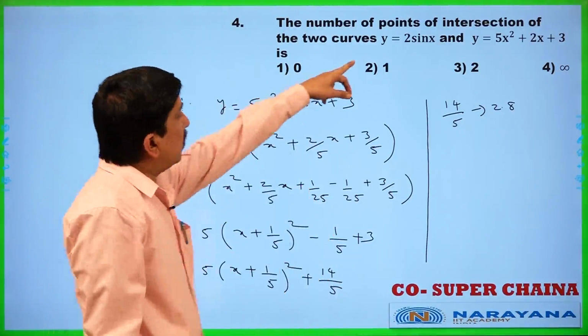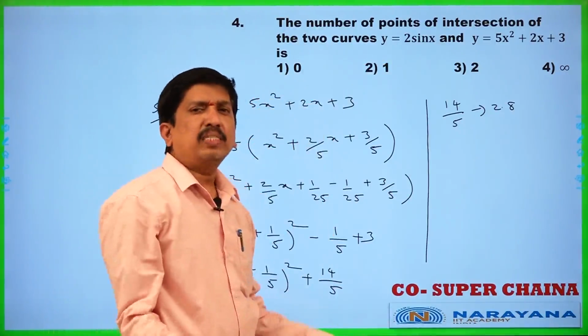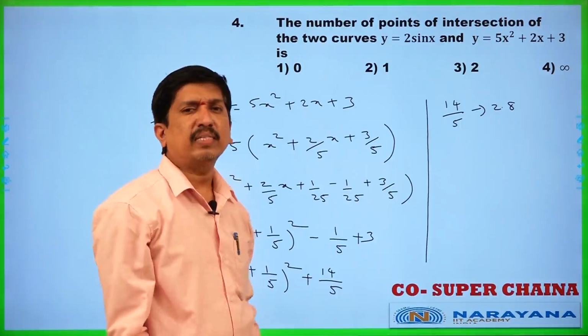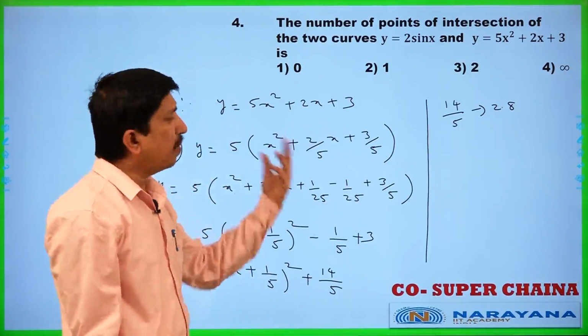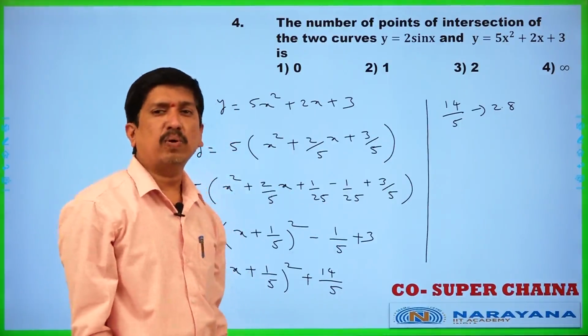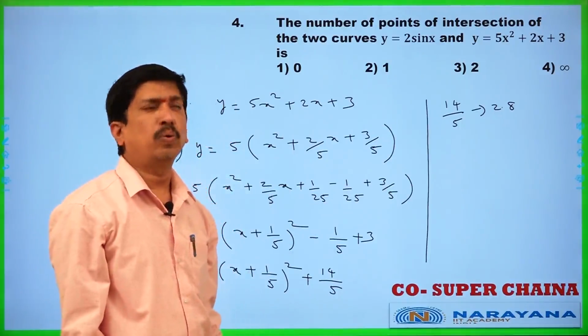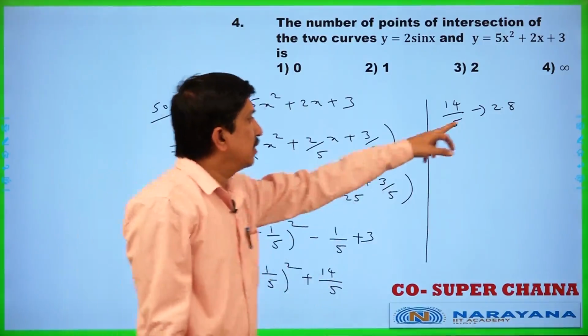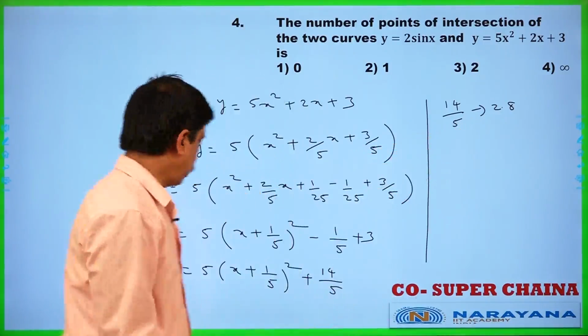Now, in this one, 2 sin x, the maximum value of sin x is what? Minus 1 less than or equal to sin x less than or equal to 1 only. If you multiply with 2 also, minus 2 less than or equal to 2 sin x less than or equal to 2 only. So, that is what will happen. This is 2.8. Let us see the graph only.